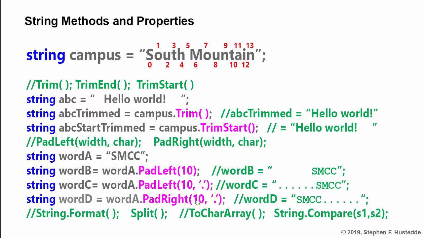By the same token, we can pad to the right. And so here, word A dot pad right, 10 characters. Again, with specifying a character of a period, word D would equal SMCC, and 6 periods. A few other methods we'll look at down the road as we get into arrays and we get into doing some more formatting: String.format, split, to char, and string compare. So we'll look at those down the road. So that's an overview of methods and properties that are in the string class.